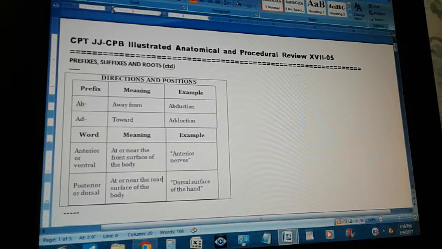The rear or back surface of the body, right? At or near the rear or back surface of the body. And we have here dorsal surface of the hand, which means the back of the hand, right? So that's our theory for today. Now let's do a problem.